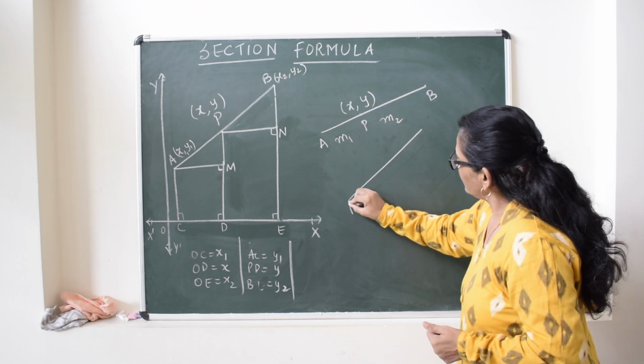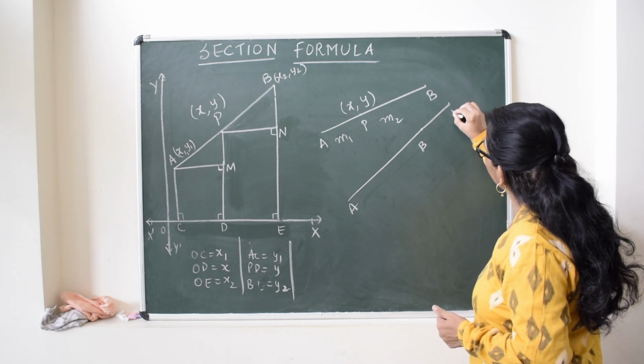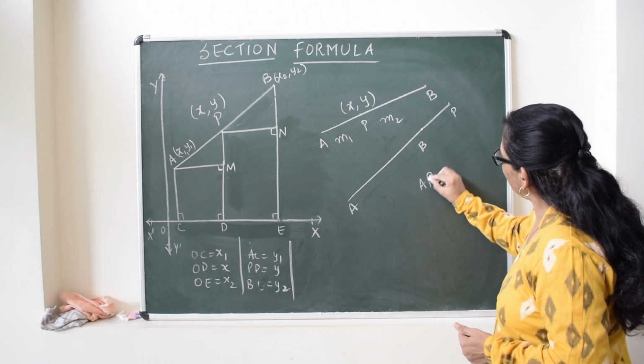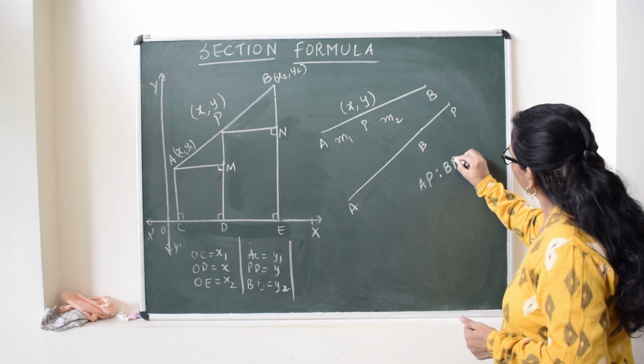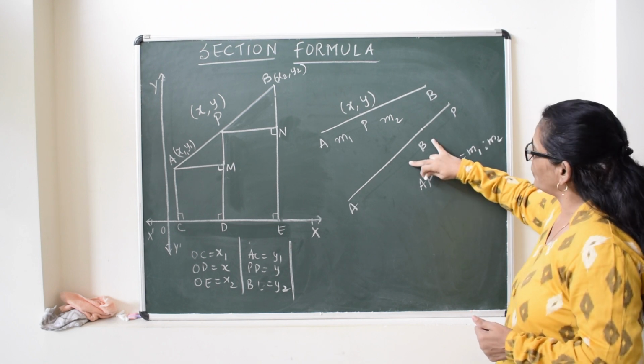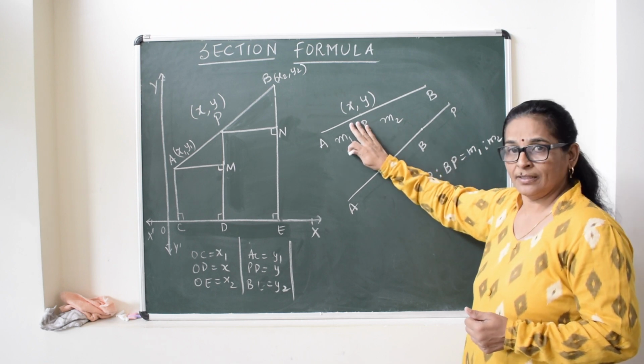If AB is produced up to P, it means that in this case AP is to PB, that is m1 is to m2. So this type of ratio will be called external. We will be discussing internal division.